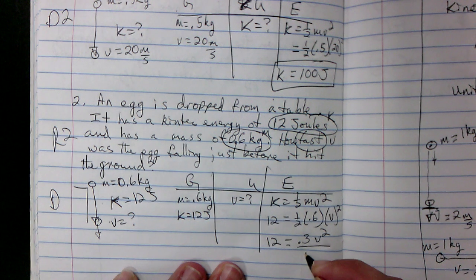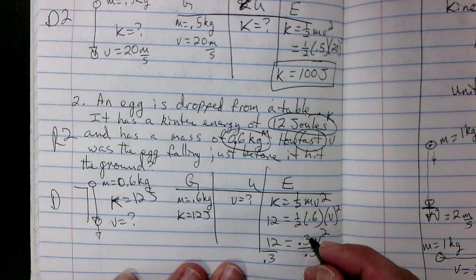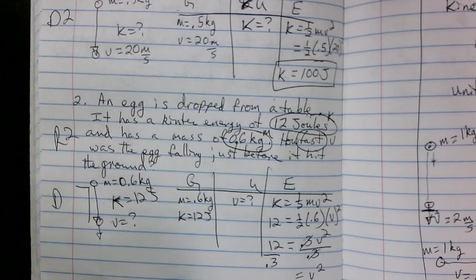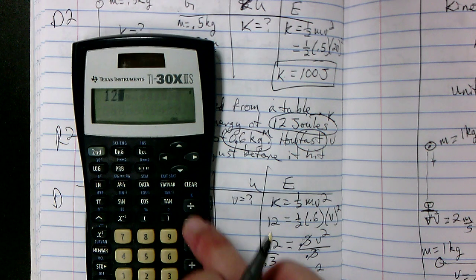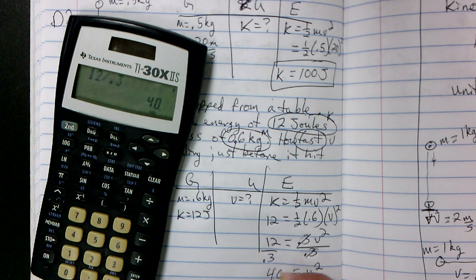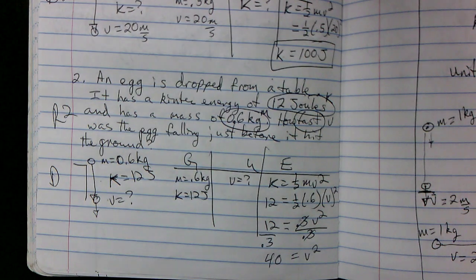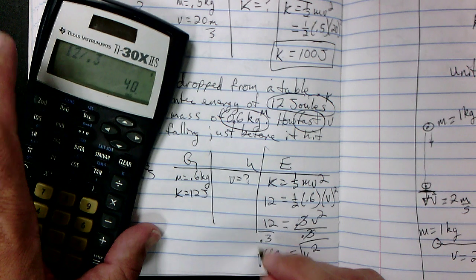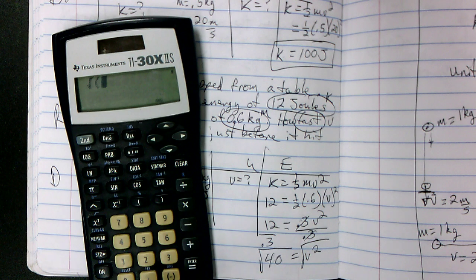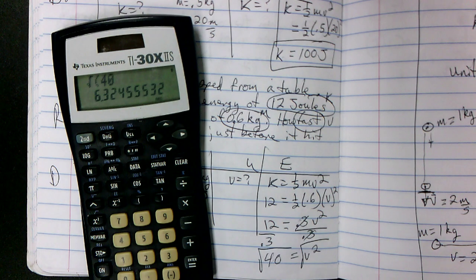Now I'm going to divide both sides by 0.3. 0.3 divided by 0.3 equals 1, so that cancels, so we are left with v squared equals 12 divided by 0.3 equals 40. But we're not done yet because we have v squared. So the next thing we need to do is square root both sides. This is where you have to be careful on your calculator how you do it. And then hit enter. Should be good.